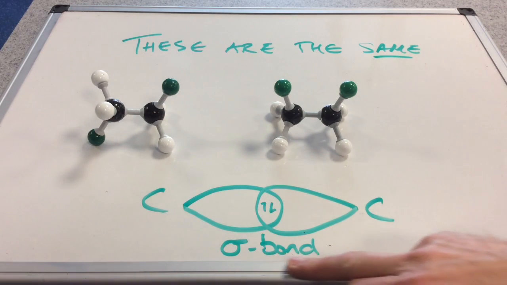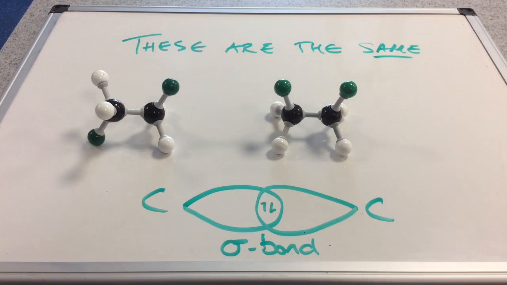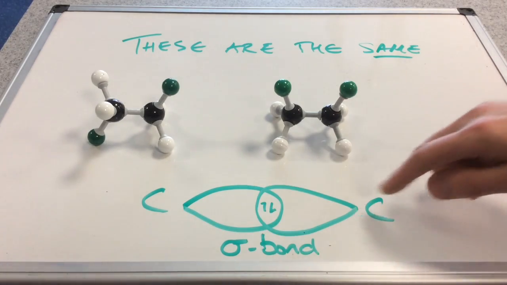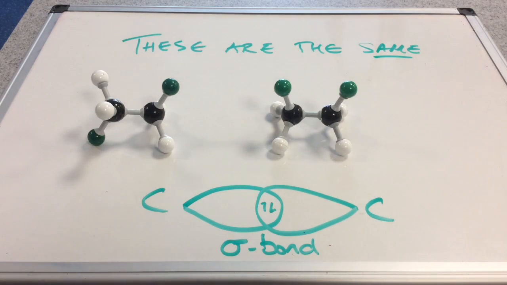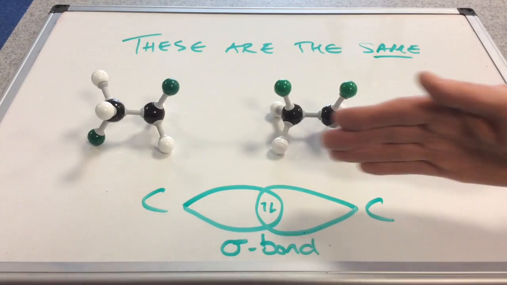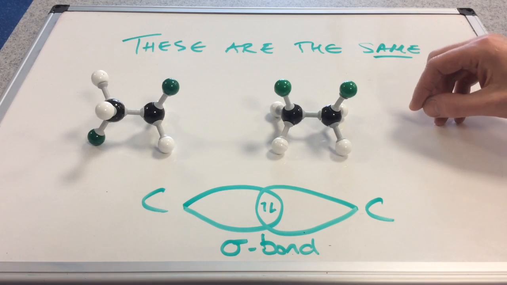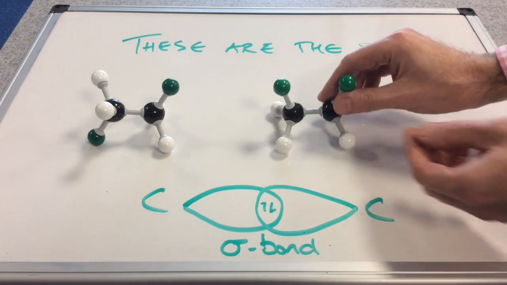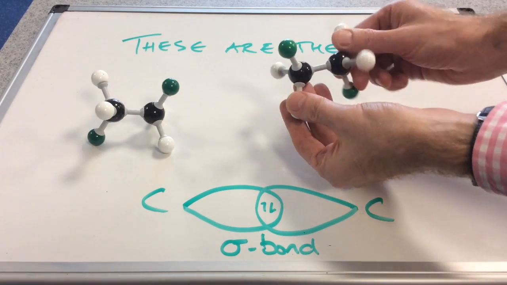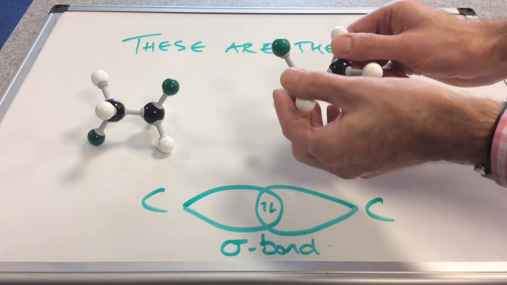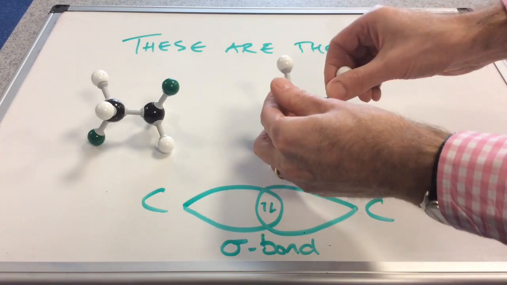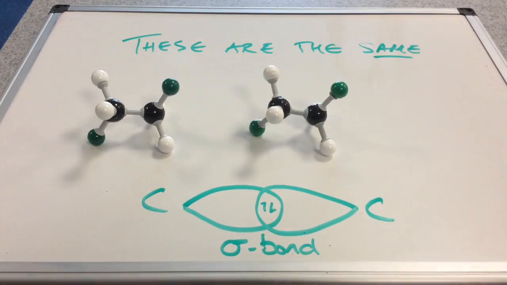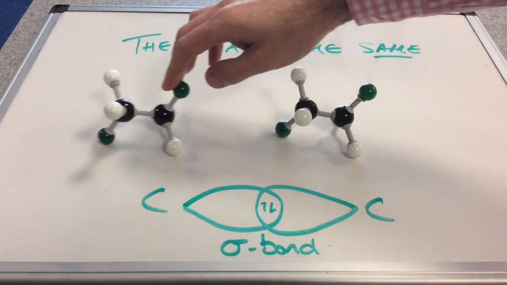This is what we call a sigma bond, and in sigma bonds it's the ends of the orbitals that overlap with each other. And because of this type of overlap, it creates an axis by which the atoms can rotate. And so we have free rotation of these bonds. So I can very easily turn this molecule into the one on the left. And so because of the free rotation, these are the same.